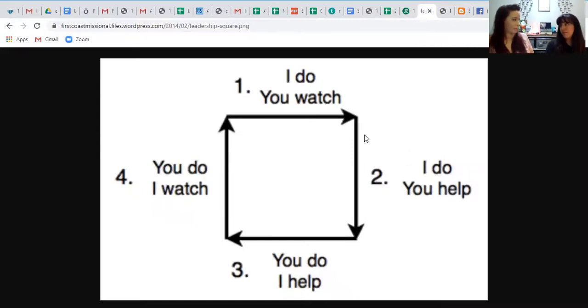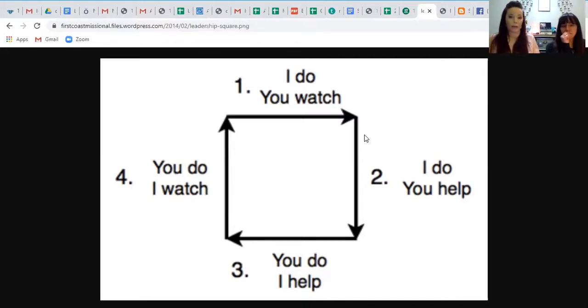Caveman. Yes, you caveman. The caveman speak. I do, you watch. Yes. So as the leader, you are going to be doing everything, and the learner or the disciple is going to be watching only. That's all they're going to be doing, with all eyes, just watching what you're doing. Yes, definitely. They're learning a whole bunch in that stage.